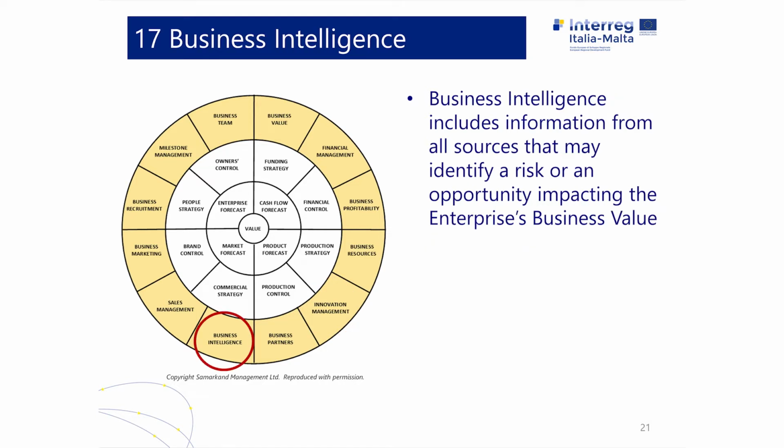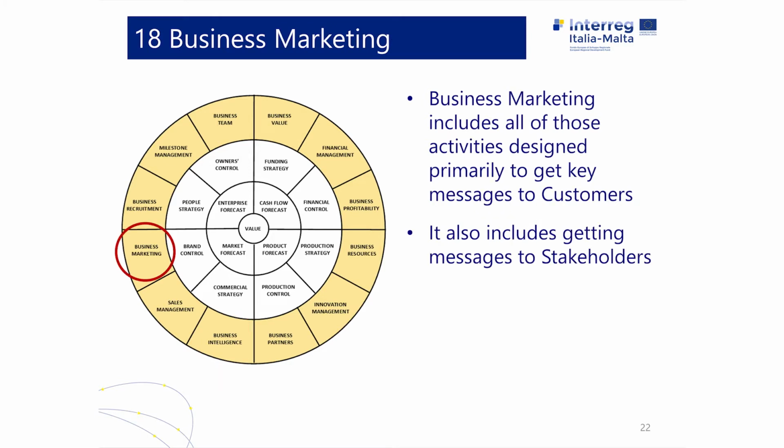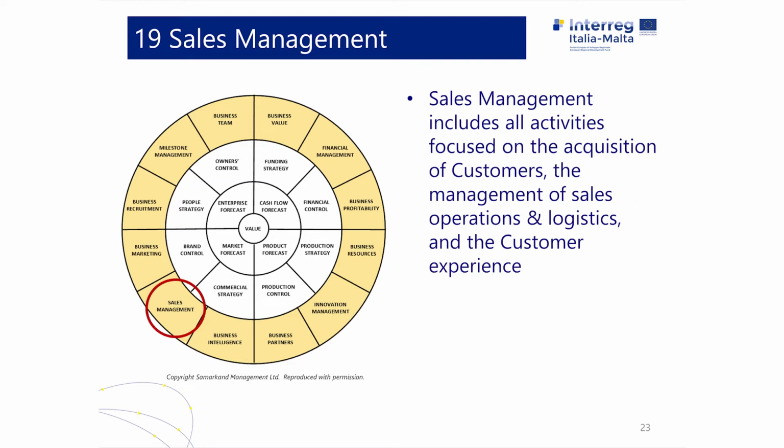Business intelligence comes from many sources, and it involves all the information that could identify a risk or an opportunity impacting on the enterprise's business value. Business marketing are all those activities designed to get your key messages to customers. Sales management includes all activities focused on the acquisition of customers, the management of sales operations and logistics, and the customer experience.